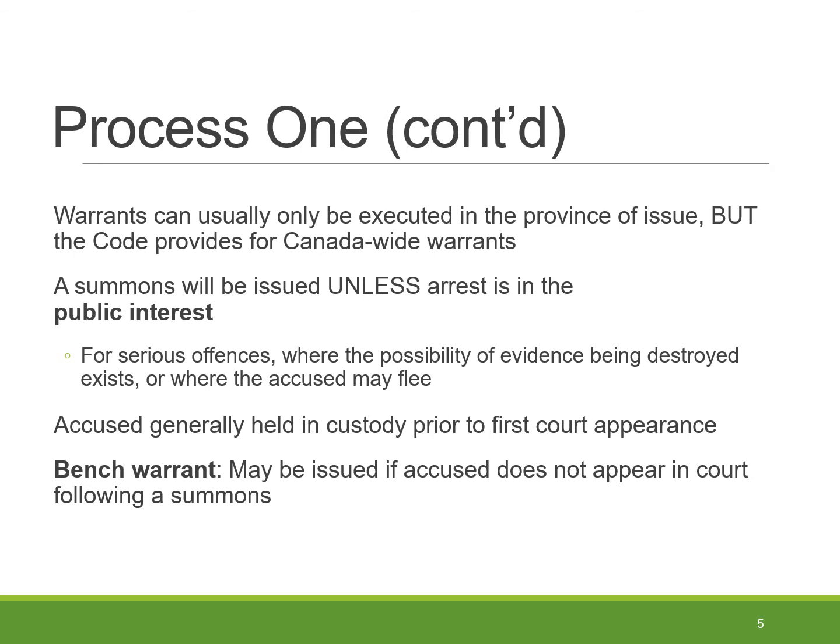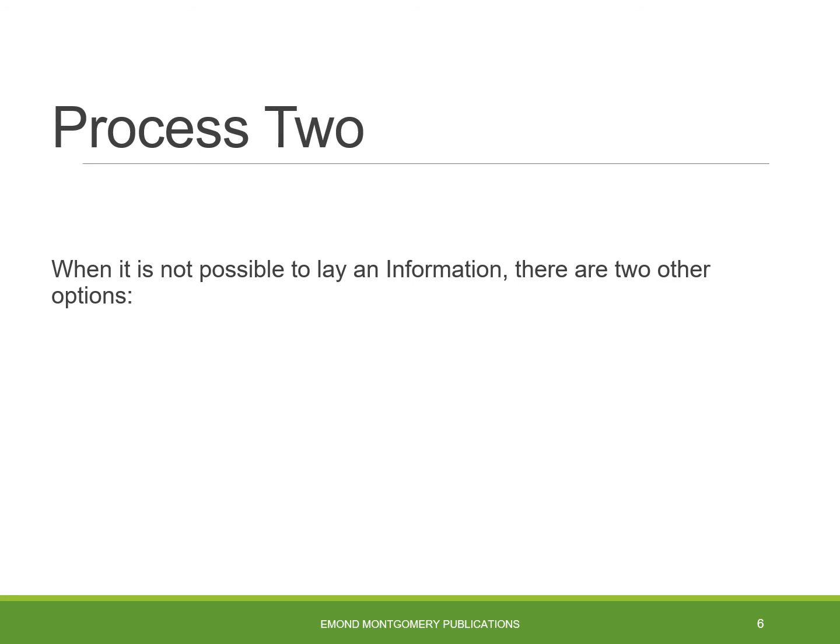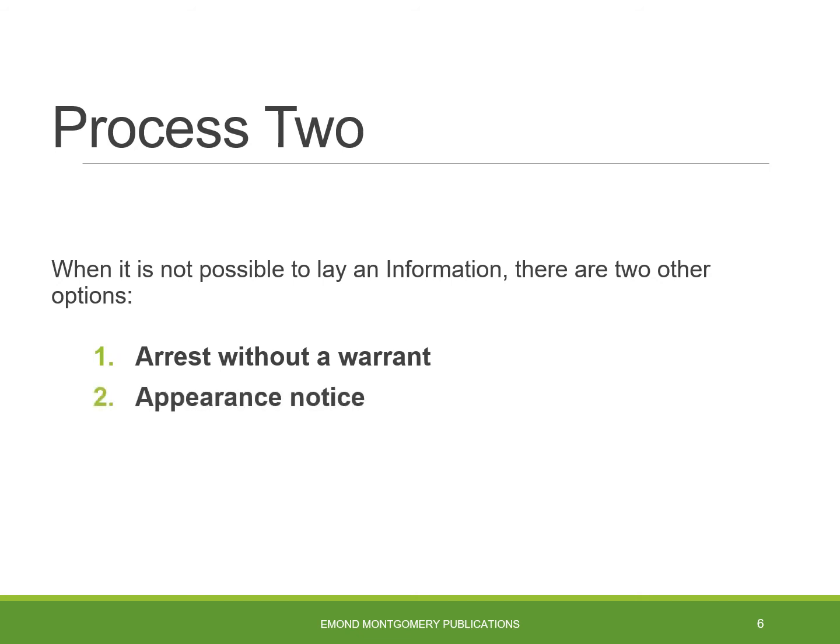So that is your first process, to actually formally charge the accused, and then either tell the accused to show up or get them arrested and appear right away. And the second process is where it's not possible to lay any information. There are two other options: it's either arrest without a warrant or an appearance notice.